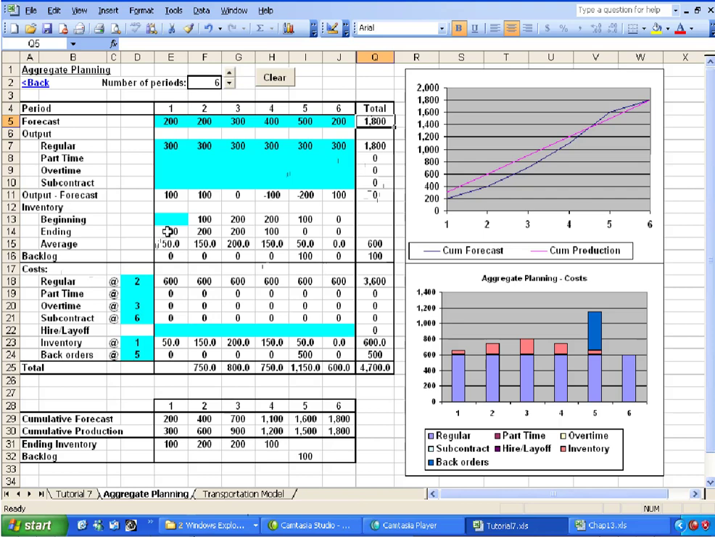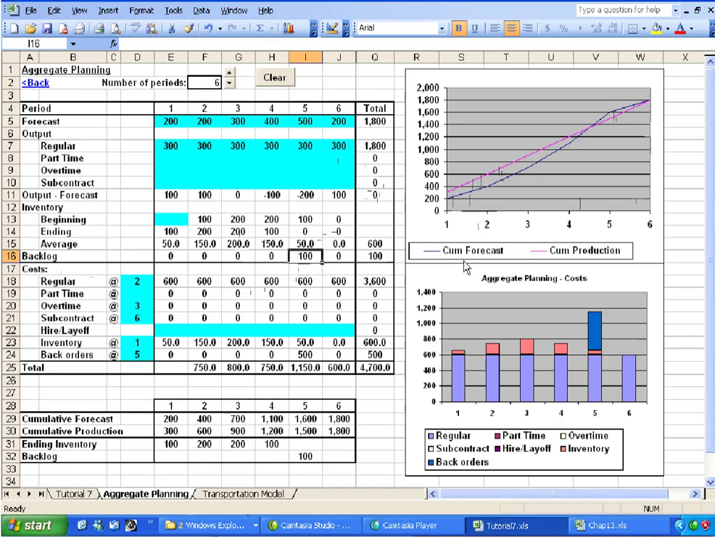Notice that our inventory built up during the first 3 periods, dropped, and was 0 by the 5th period. We incurred back ordering in the 5th period of 100 units. Our top graph shows that during the first 4 periods, our forecast was below our production, meaning that we were building up inventory as stated earlier.